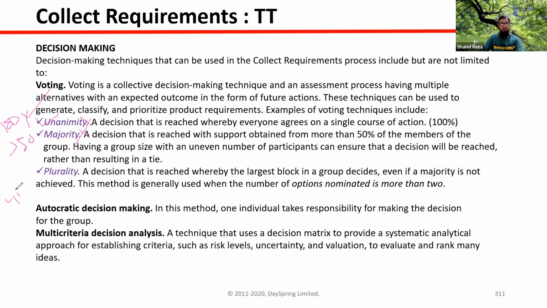Say we have got 40% vote, 30% vote, 20% vote. Then the maximum vote we have got, we can take the decision based on that. That is actually plurality. And another technique is autocratic. Right?